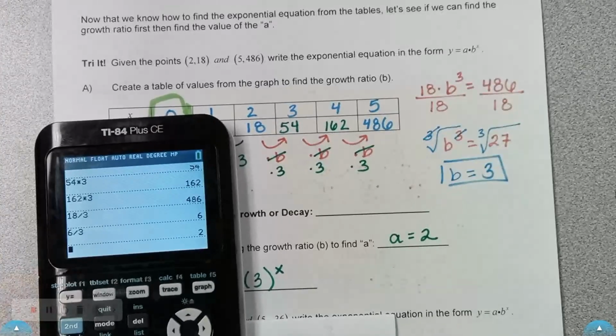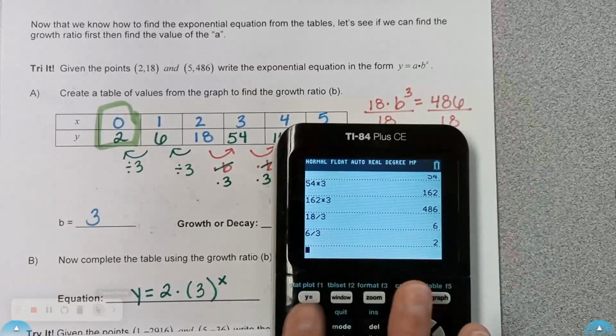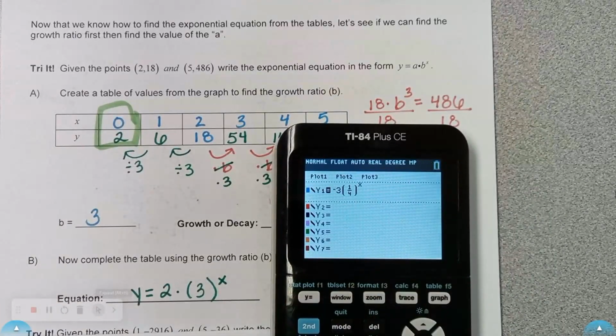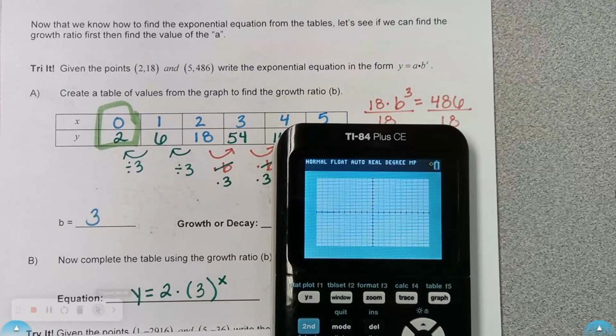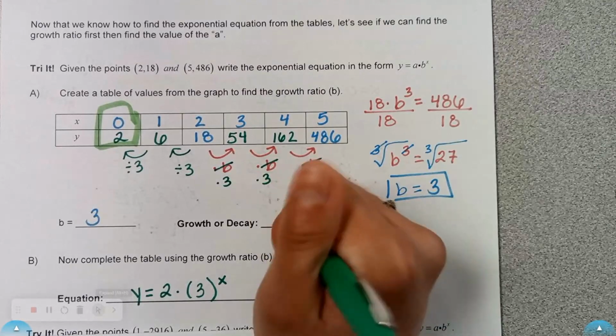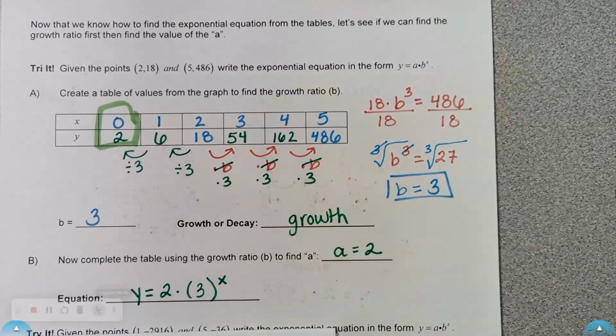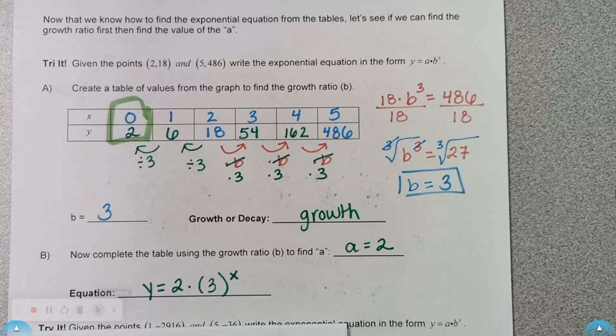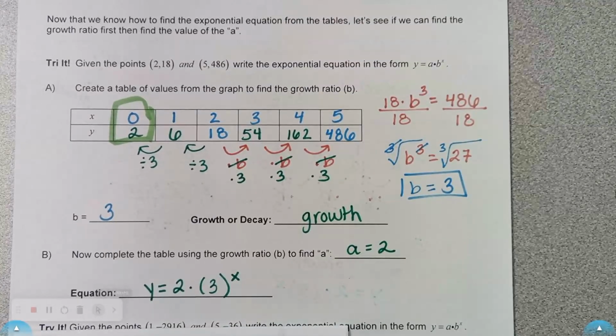All right, so here, I'll do it on the side right here. I'm going to type in my equation. So I have 2 times 3 to the x. And it looks like it's going to be growth. So this is a growth function, so I'm going to write growth. So the only difference between these problems and the ones on the first page is you have to go backwards to find your A.